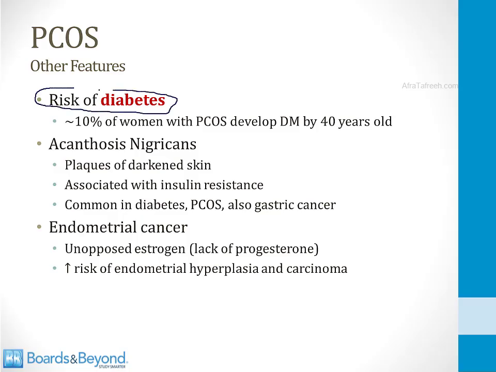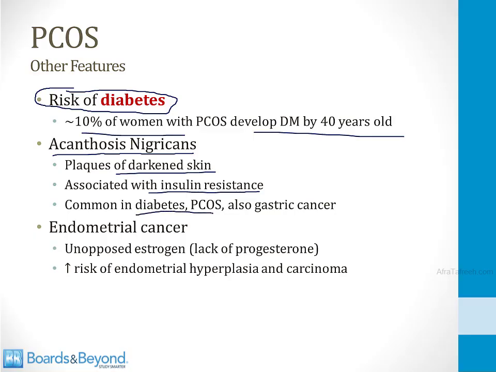So that's a nice segue into some of the complications of PCOS, and the main one you should know about is the risk of diabetes. About 10% of women with PCOS develop diabetes by 40 years old. As I told you before, there is hyperinsulinemia and insulin resistance as characteristic features of the disorder. Another clinical finding you can see is acanthosis nigricans. These are plaques of darkened skin. They are associated with insulin resistance, and they are common in diabetes as well as PCOS. You can also see them in gastric cancer.